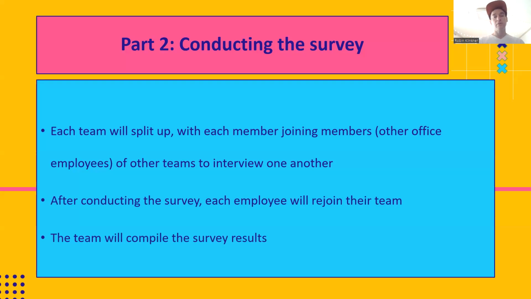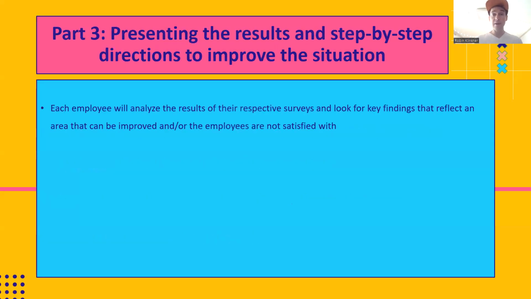Compile, collect, gather, put together the survey results. Part 3 is presenting the results and step-by-step directions to improve the situation. So each employee will analyze the results of their respective surveys, their questions, and look for key findings that reflect an area that can be improved and/or employees are not satisfied with.